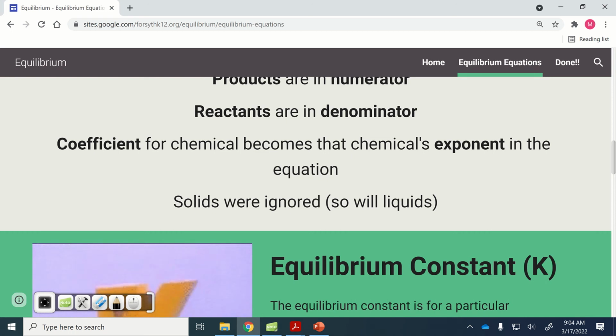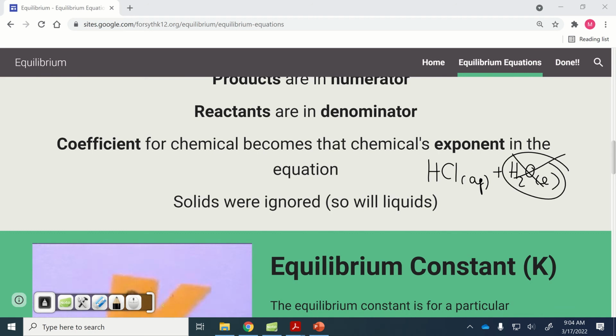There will be a couple of problems where you might see something like HCl aqueous plus H2O liquid. H2O liquid will not be in the equilibrium equation. Okay, so liquids and solids are ignored. So the only ones we need to pay attention to are aqueous and gases.